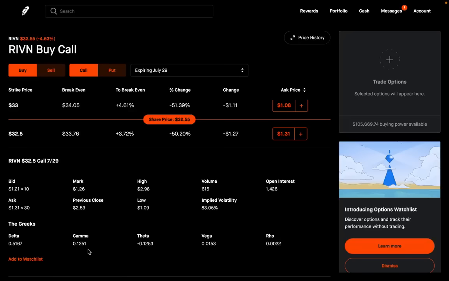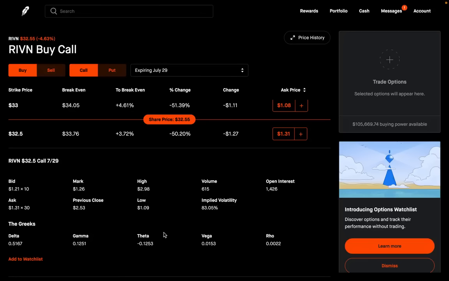Now let's go ahead and move on here to our third Greek. So the third Greek is theta. So theta tells you how much the price of an option should decrease each day as the option nears expiration if all other factors remain the same. And so this kind of price erosion over time is known as time decay.